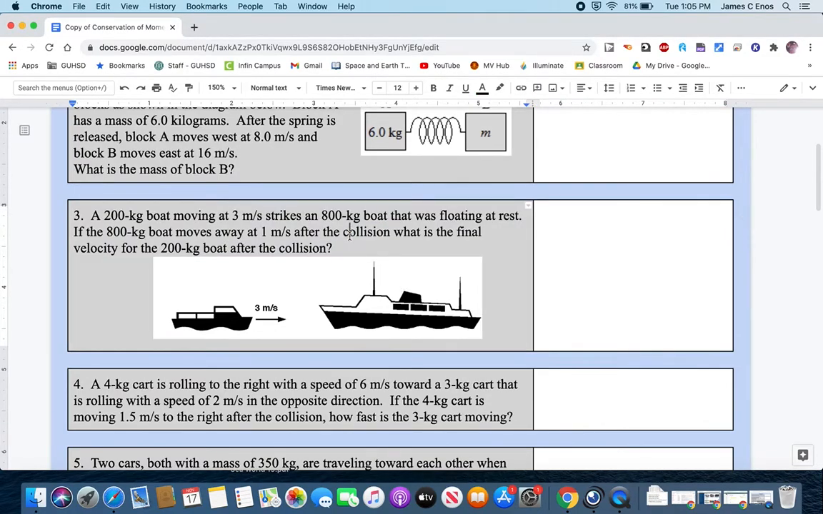We have a 200 kilogram boat moving at 3 meters per second. It's going to strike an 800 kilogram boat floating at rest. And what we're going to try to find is the final velocity for this 200 kilogram boat after they collide.